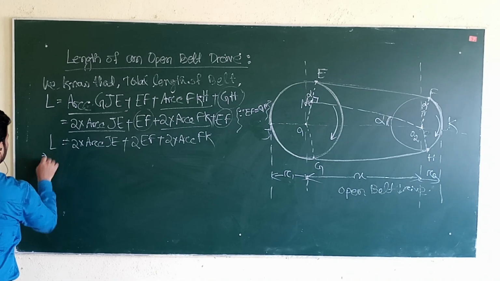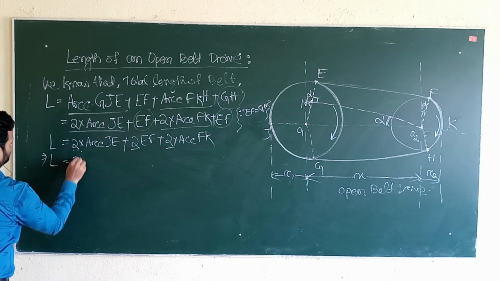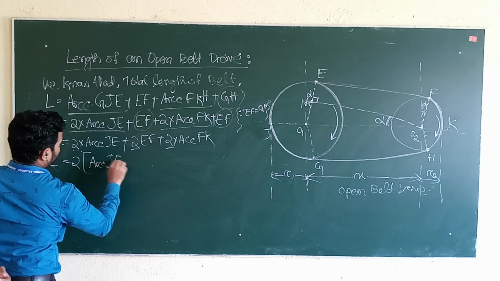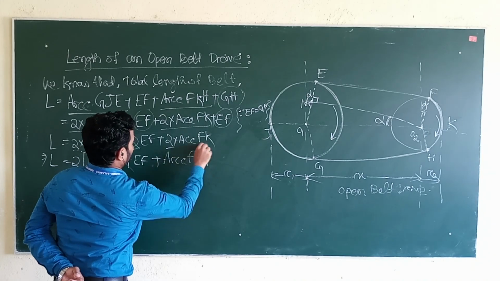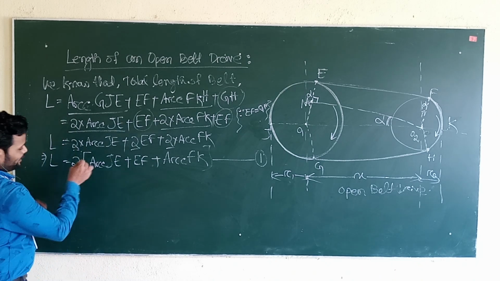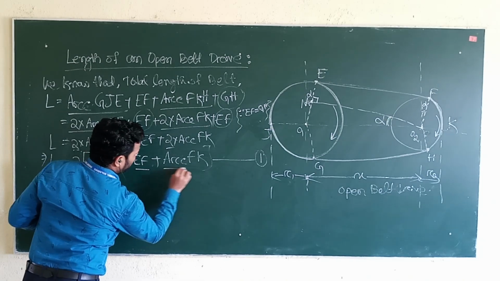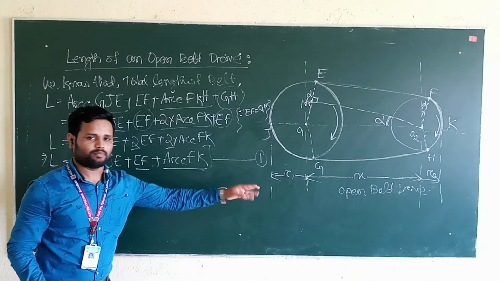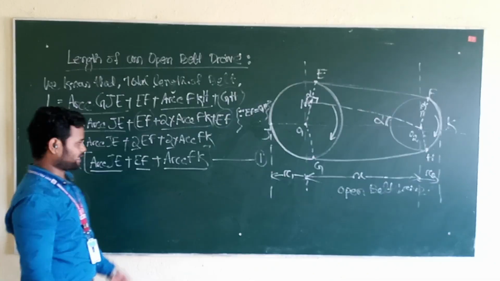L equals, that implies, 2 is common, so take 2 common: arc JE plus EF plus arc FK. Make it equation 1. First we will calculate the value of arc JE, EF and arc FK, then substitute these three values in equation 1. So remember equation 1. First we make a note, then we will erase it, then we will calculate these three values. Okay? Make a note.